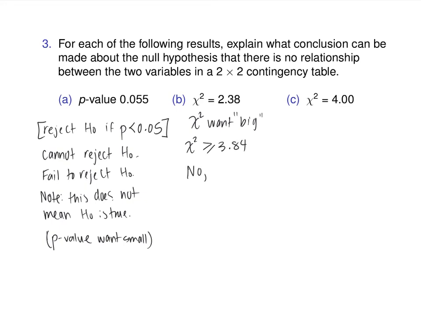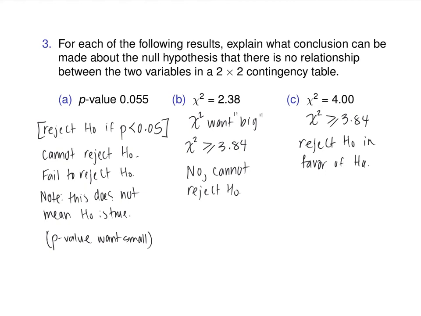The answer is no. And that means you cannot reject H0. In this case, chi-squared is bigger than or equal to 3.84, and you can reject H0 in favor of HA. We'll deal with other chi-squared tests in the very last unit of this chapter where we have bigger than 2 by 2 tables, and in that case your chi-squared, how big it has to be to have a low p-value, is even bigger than 3.84. The stuff you're doing now is always 2 by 2 for this reason. The other stuff is more complicated.